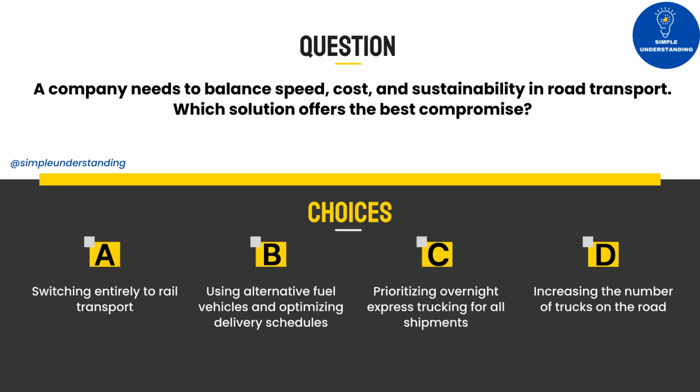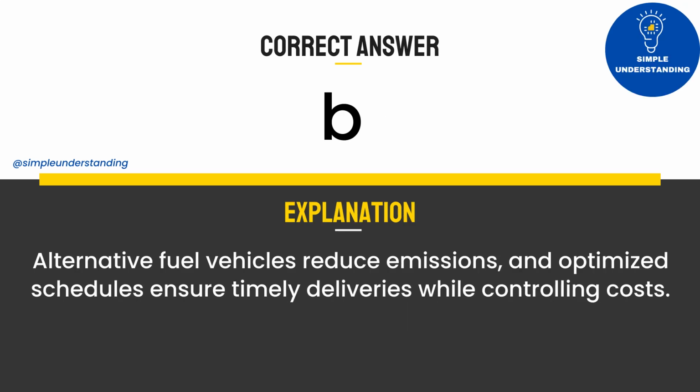10. A company needs to balance speed, cost, and sustainability in road transport. Which solution offers the best compromise? A. Switching entirely to rail transport. B. Using alternative fuel vehicles and optimizing delivery schedules. C. Prioritizing overnight express trucking for all shipments. D. Increasing the number of trucks on a road. Correct answer: B. Explanation: alternative fuel vehicles reduce emissions and optimized schedules ensure timely deliveries while controlling costs.